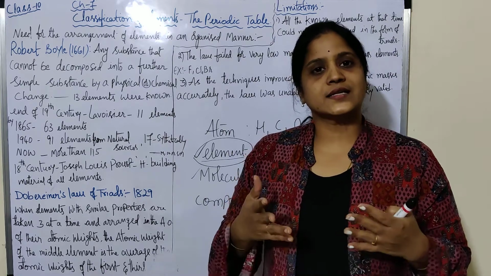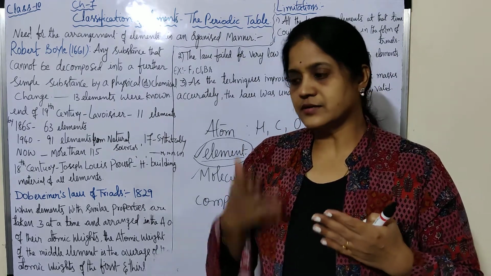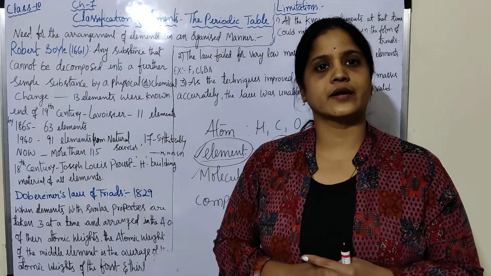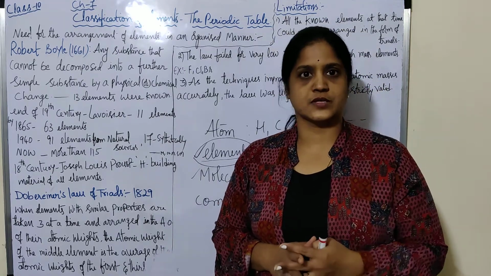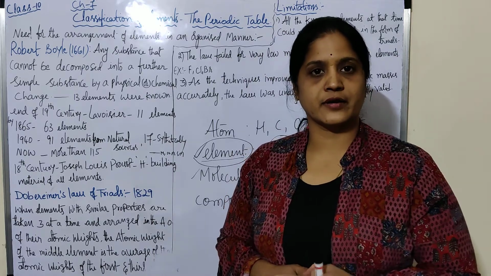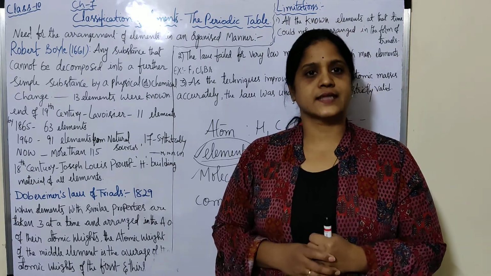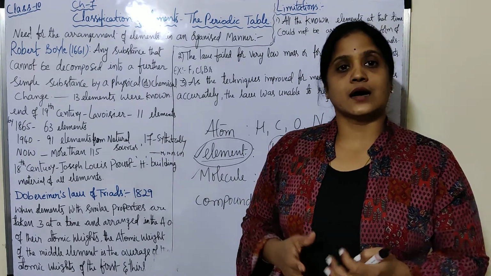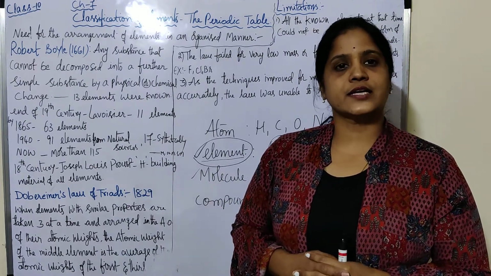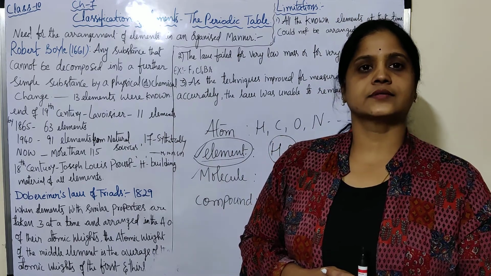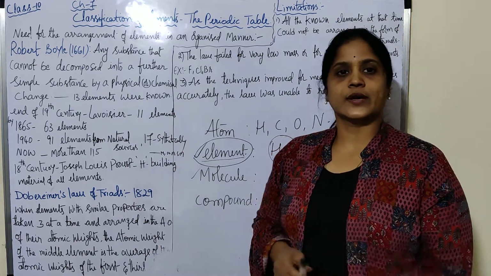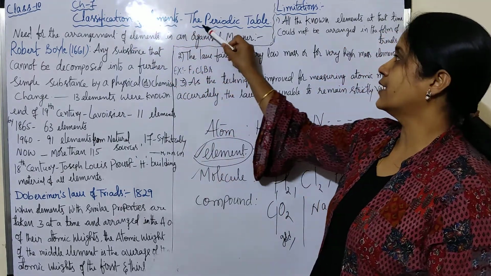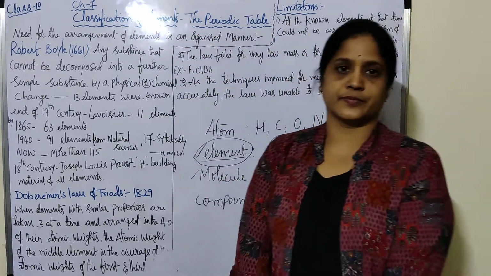Why did they classify the elements in the form of a periodic table or in the form of groups, and why did they arrange them in the periodic table? All that we will discuss in this present topic. So our topic is classification of elements and the periodic table. So what is chapter 7? Classification of elements and the periodic table.